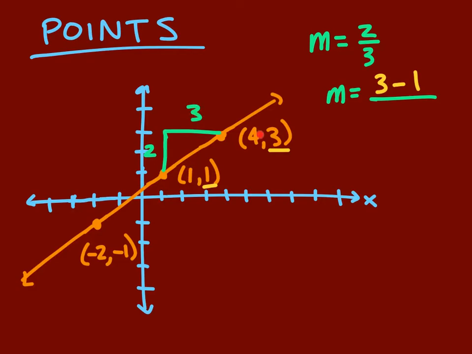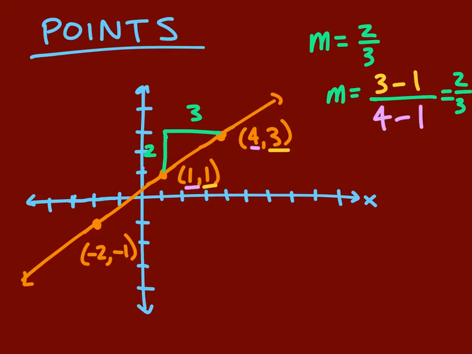And I would do 4 minus 1. So in this case, I'm going to write, and I'm going to use 4 minus 1 here. Okay, so then I can just do the math. 3 minus 1 gives me 2. 4 minus 1 gives me 3.